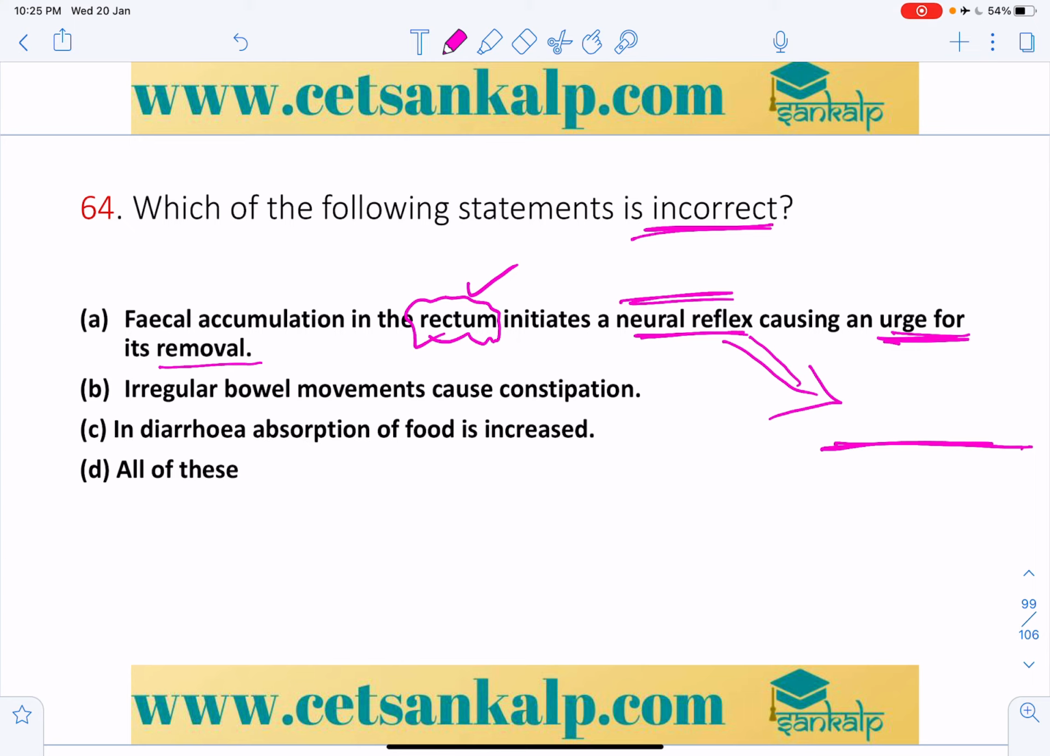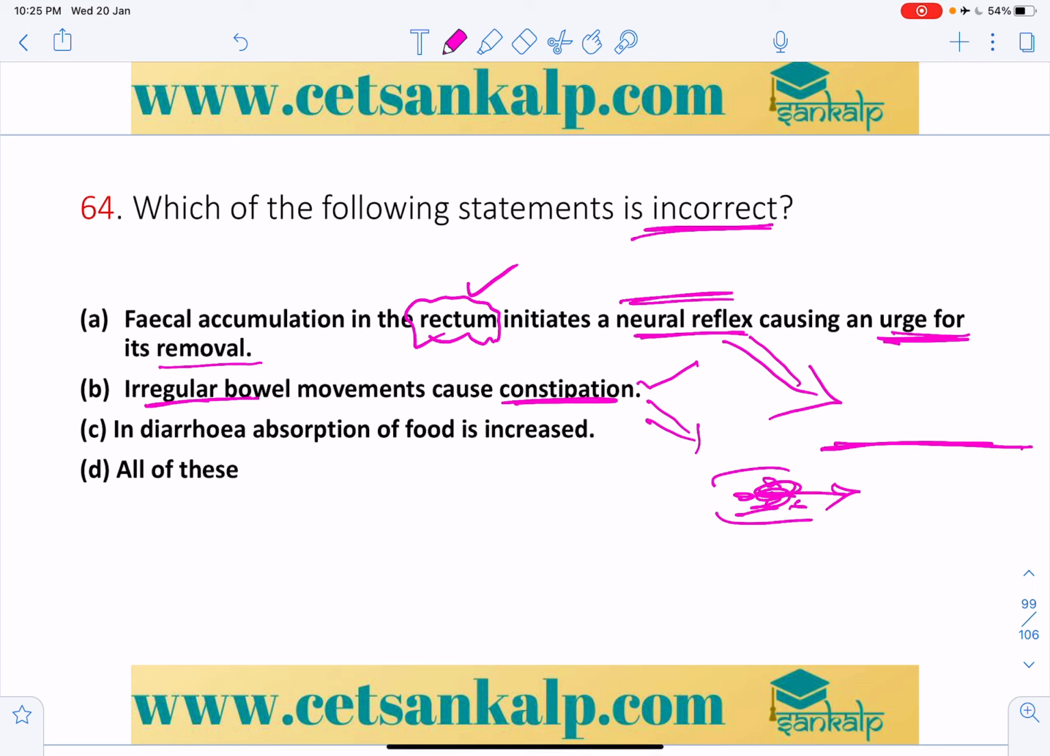Now, irregular bowel movement causes constipation, that is also correct. Diarrhea is abnormal, frequent, continuous bowel movement that may lead to dehydration. More liquid food will be discharged in case of diarrhea, whereas in constipation it solidifies and accumulates in the rectum, so it is very difficult to pass out.